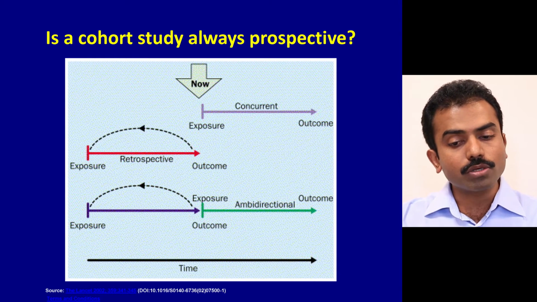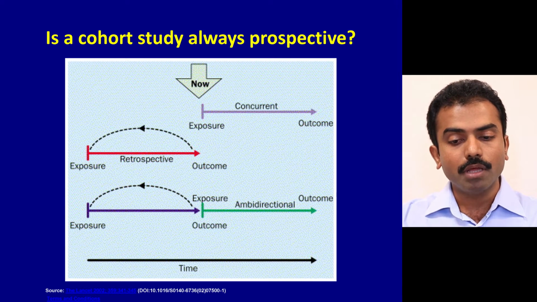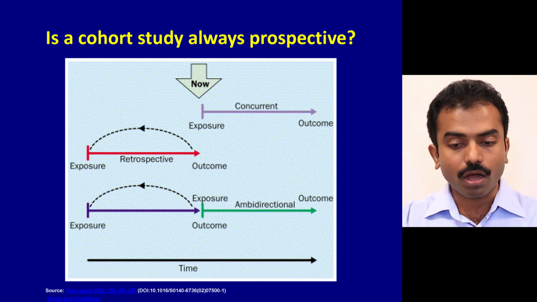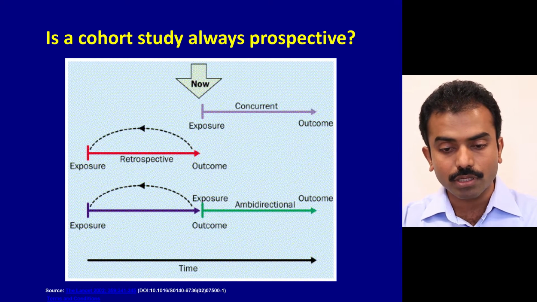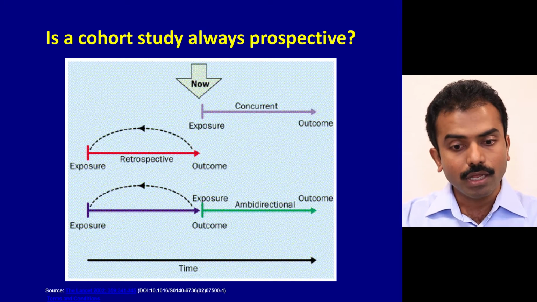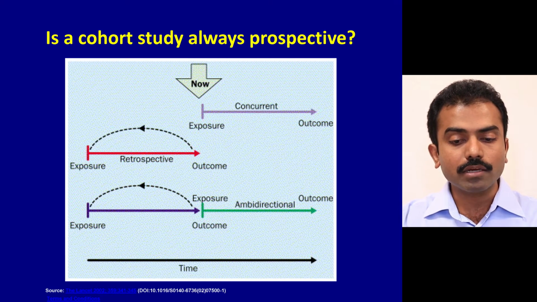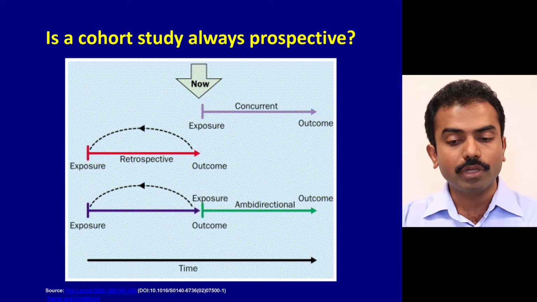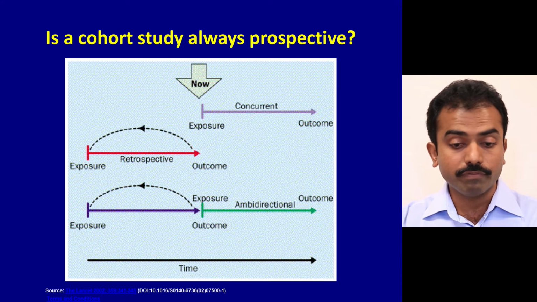But you can also do a similar thing going from exposure to outcome by looking at databases or retrospective charts, patient registers, in which case both exposure and outcome have already occurred, but your direction of study is still from exposure to outcome. And that is called a retrospective or a non-concurrent cohort study, in which case both exposure and outcome have occurred.